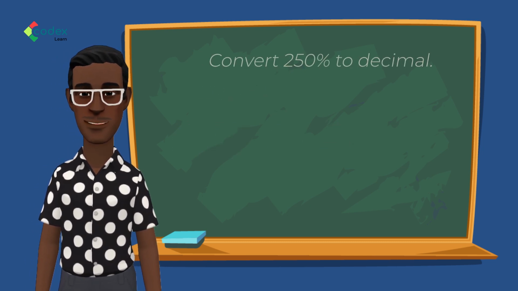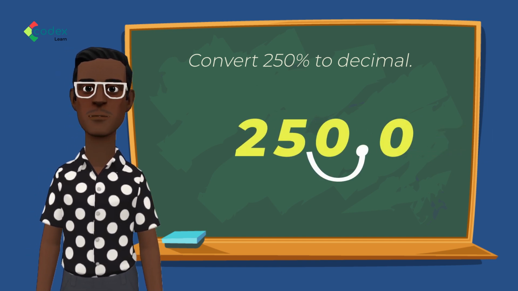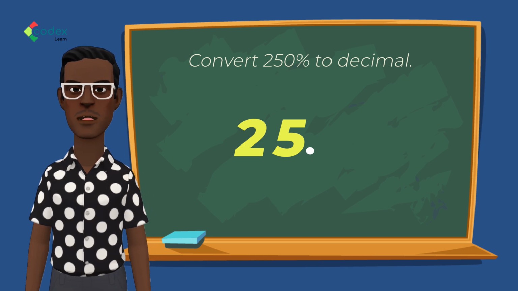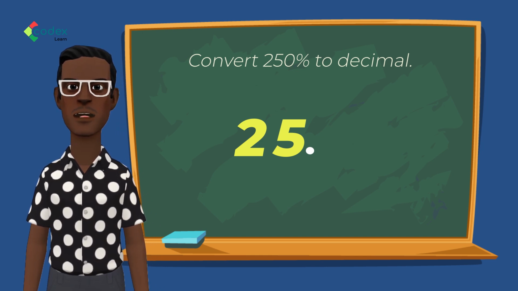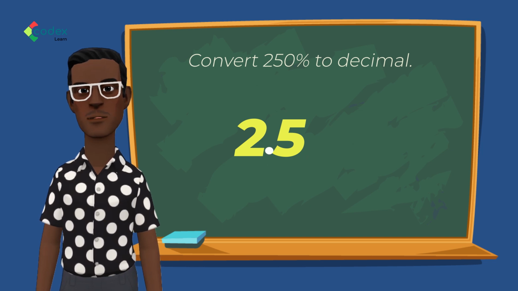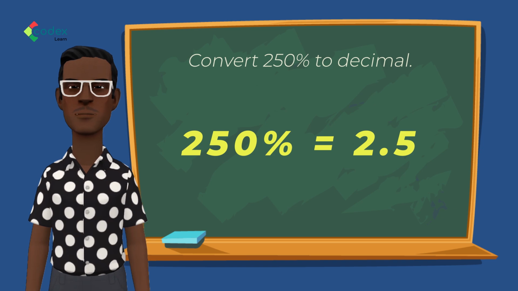Let's convert 250% to decimal. Move the decimal point 2 places to the left twice. So 250.0 gives us 25.0 for the first move, and then 2.5 for the second move. So 250% is 2.5 in decimal.